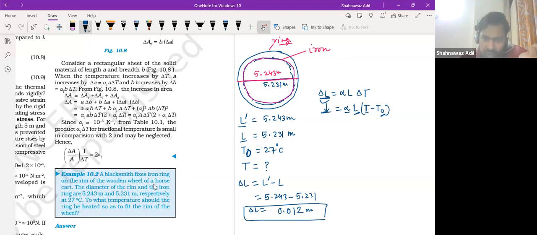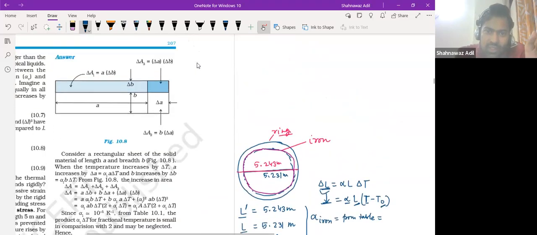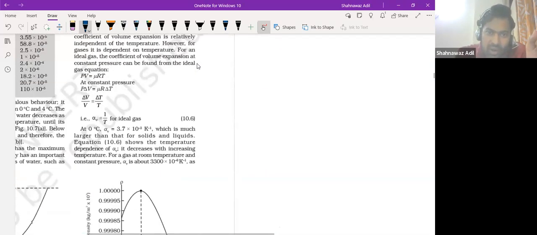So why have they not provided it? Because in the NCERT book, they have already given all those tables in table form. The coefficient of linear expansion of iron is already given in this book. That is why they have not provided this alpha here. So alpha of iron, we have to look from the table. Let us look at the table.